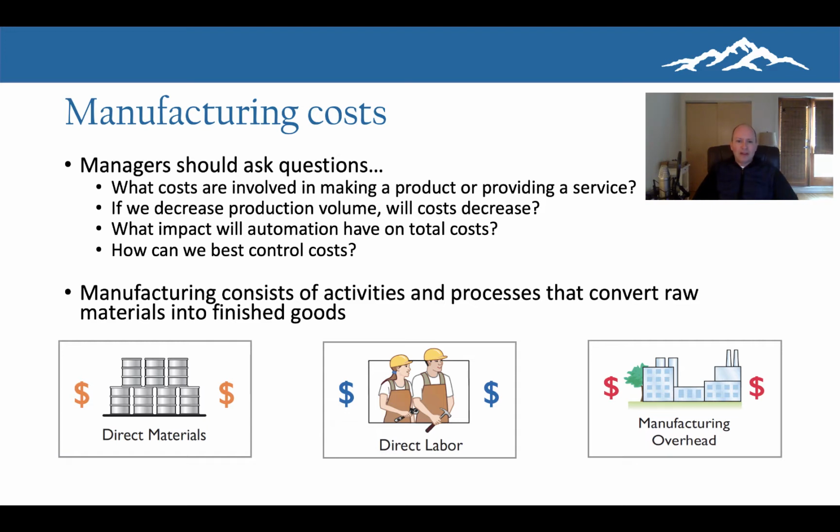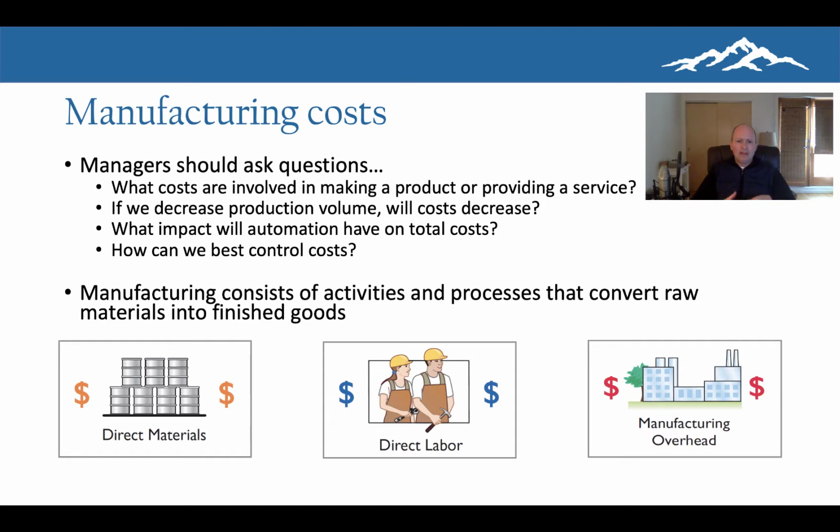So when we look at manufacturing costs, managers need to be asking questions. There are some examples here, right? What costs are involved in making a product? What costs are involved in providing a service? If we decrease production, what's the effect going to be on our cost? What impact will automation have on our costs? Can we bring in robotics? Can we bring in assembly lines? Is that going to reduce our cost? How can we best control costs? And that last question is probably the overarching question in all of this, right? How can we best control our costs?